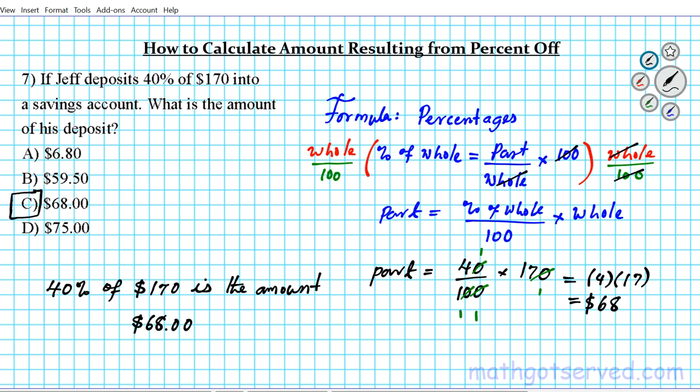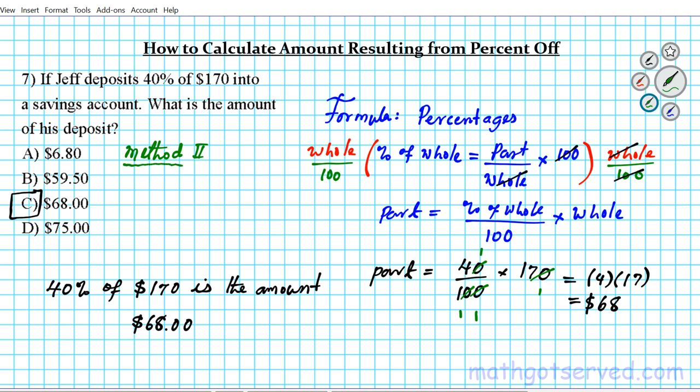Now, some of you are really good with percent to decimal conversion. If you are good with that, another way that you can do this problem is, if you're told 40%, you can convert that to a decimal. So let me put another method here, method 2. All right, slightly more advanced.